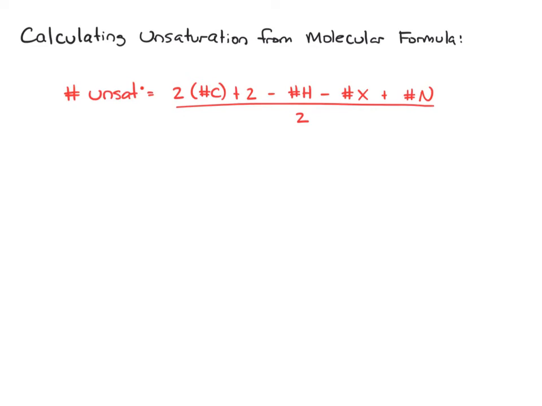Basically, you can get the number of unsaturations by taking 2 times the number of carbon in your formula plus 2, subtract the number of hydrogen, subtract the number of halogens, add the number of nitrogens, and divide all of that by 2. One notably absent atom is the oxygen. If you have an oxygen in your formula, just ignore it. So let's do a couple of examples.